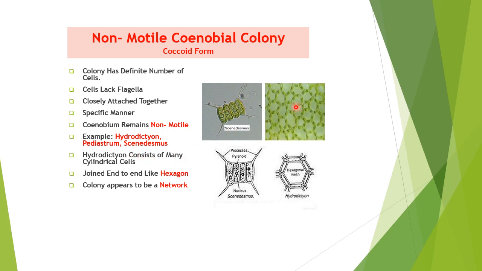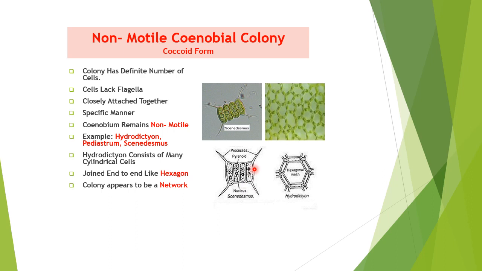Hydrodictyon consists of many cylindrical cells. Here is a figure. This is one cell, this is another cell, and another cell. They are connected end to end, and from this there is one more cell, so it continues with another hexagonal area. They are joined end to end like a hexagon. The colony appears to be a network type, but it is not moving. That's why we call it a non-motile coenobial. It means a number of cells are present there, but they are not moving. That's why it is called a coccoid type of form.